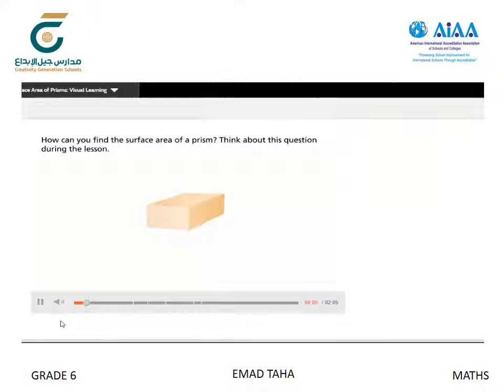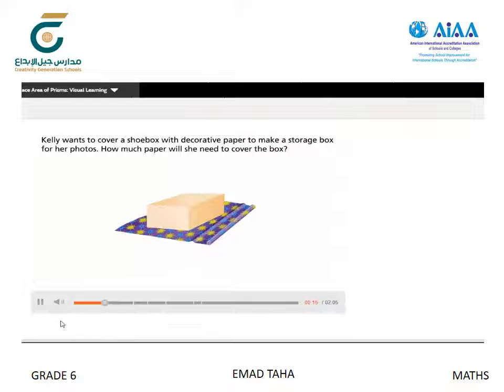How can you find the surface area of a prism? Think about this question during the lesson. Kelly wants to cover a shoebox with decorative paper to make a storage box for her photos. How much paper will she need to cover the box?